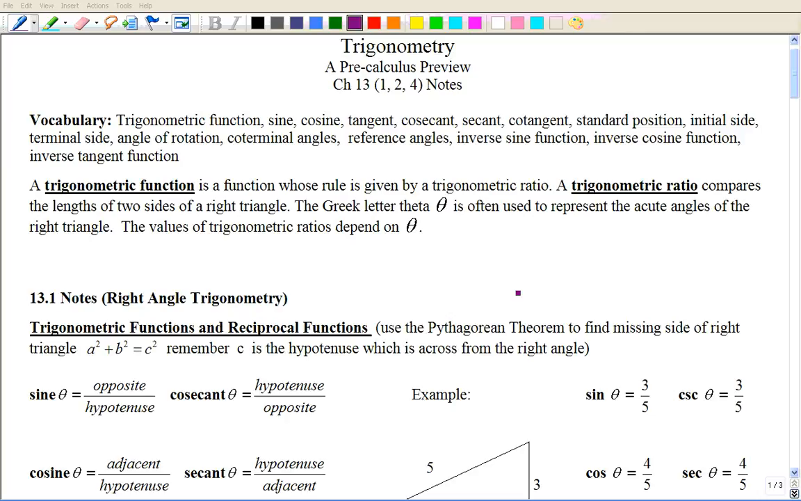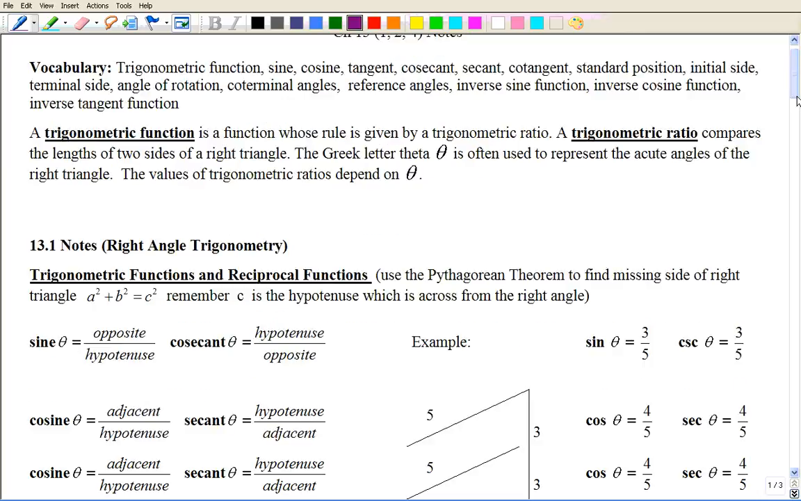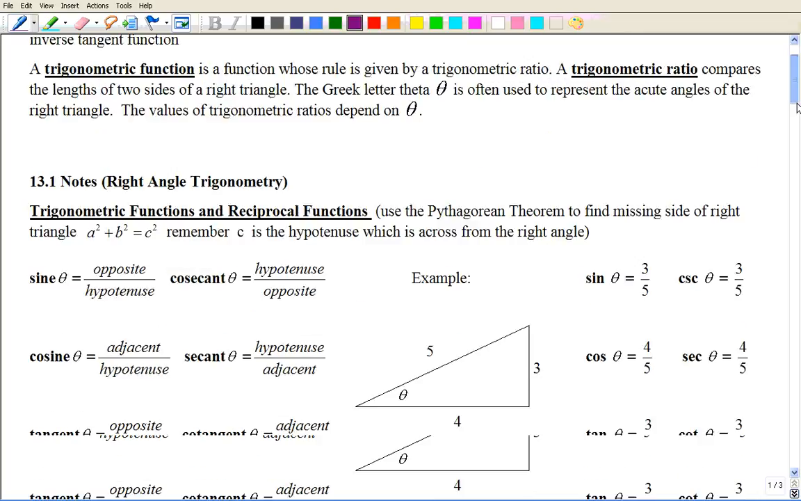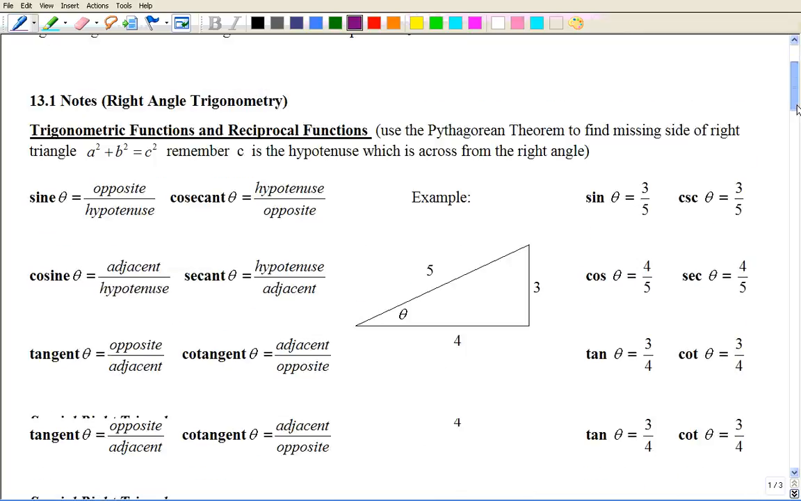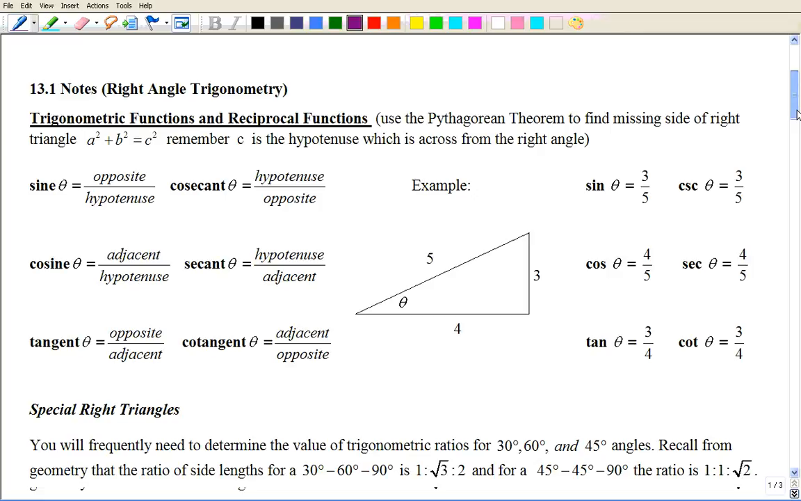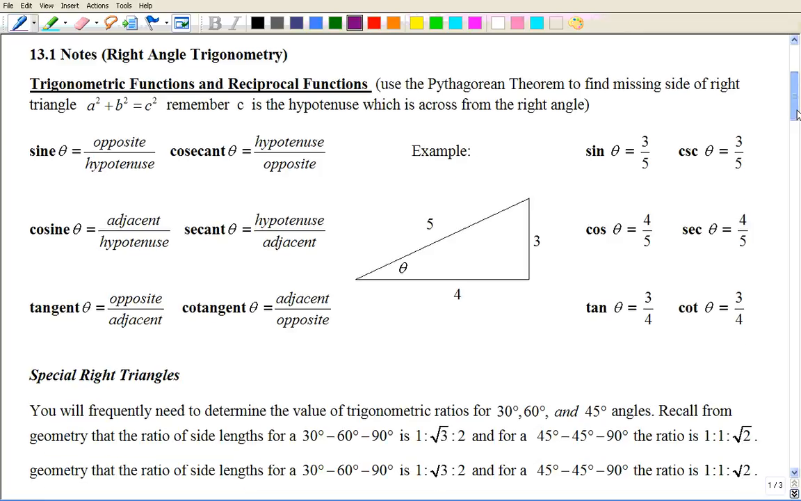Alright, so here's 13.1. This unit will be split up into three different sections. So for 13.1, well, let's look at these notes in this video. Okay, so right angle trigonometry. Okay, so trigonometric functions and reciprocal functions.